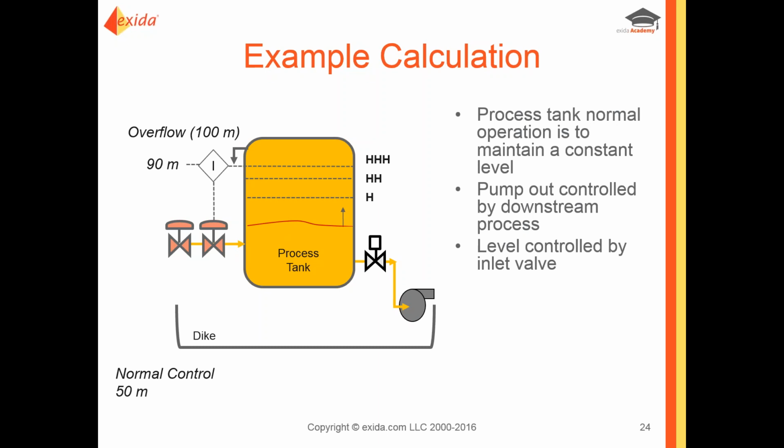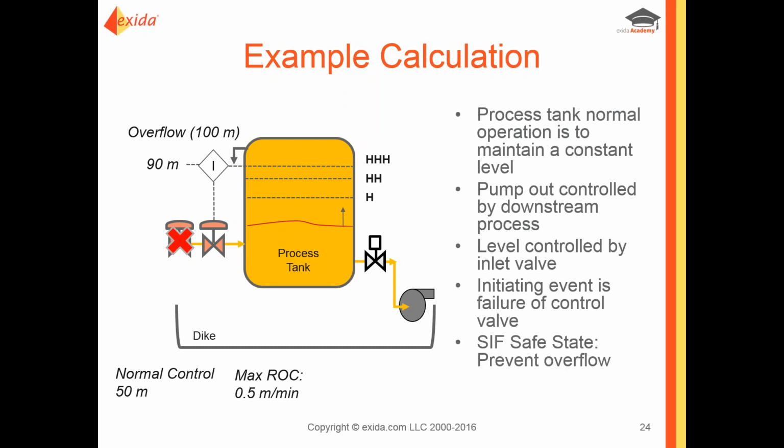Normal control on this tank is going to be at 50-meter height. It's a very tall tank. And our initiating event will be the failure of the control valve that is regulating the flow in. For this particular scenario, we're worried about high flow, so we're going to assume that it fails fully open. Therefore, we're feeding material into the tank faster than it can exit the tank. The maximum rate of change for this condition would be 0.5 meters per minute. That is taking into account the expected range of downstream outflows in order to get us a maximum rate of change, or a conservative number.